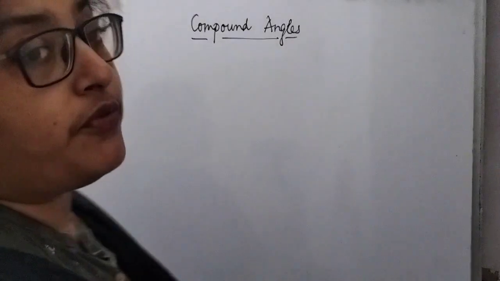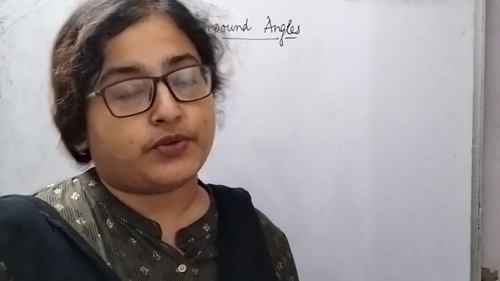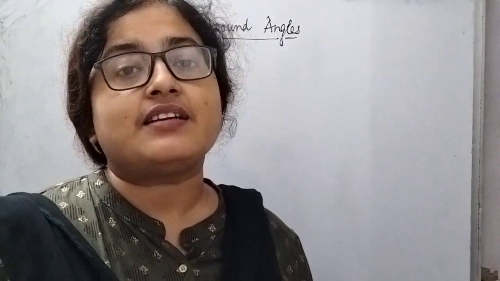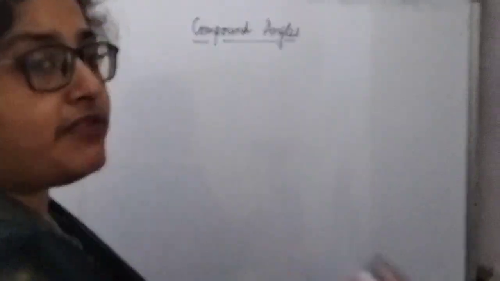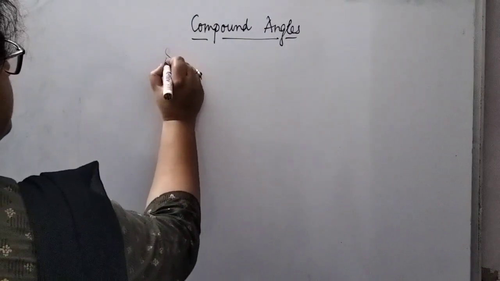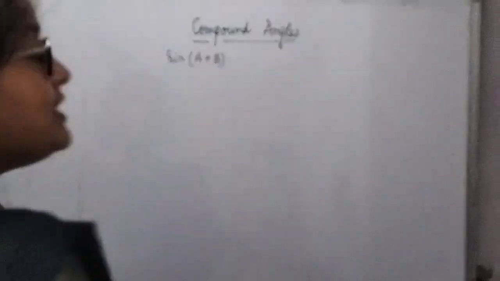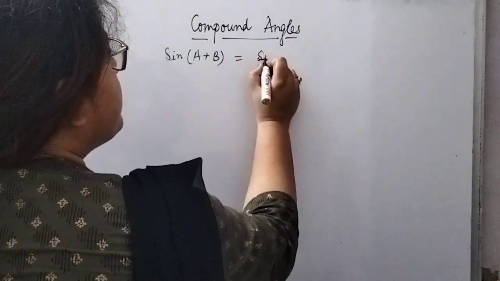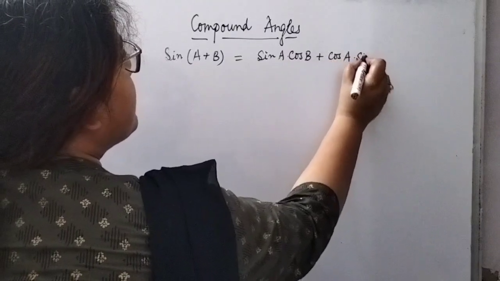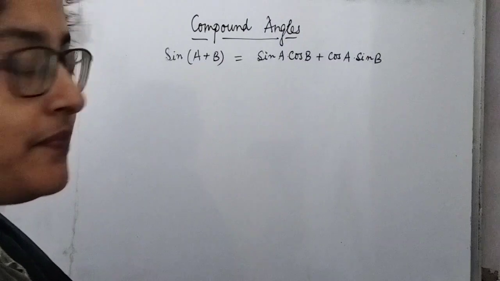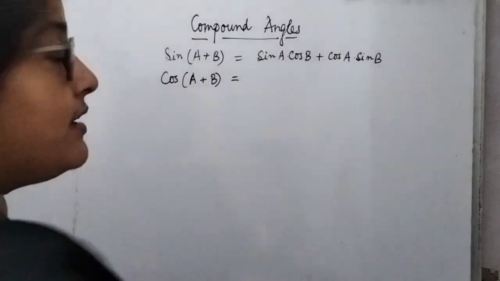So let's begin the discussion with the formulae of this chapter. Suppose we are taking the angles A and B and we are making the algebraic sum between the angles. Now let's see how trigonometric identities are used in order to represent the summation of these two angles, that is A plus B. Suppose I am considering first sine of A plus B. What will be the expanded form of it? It will be sine A into cos B plus cos A into sin B.